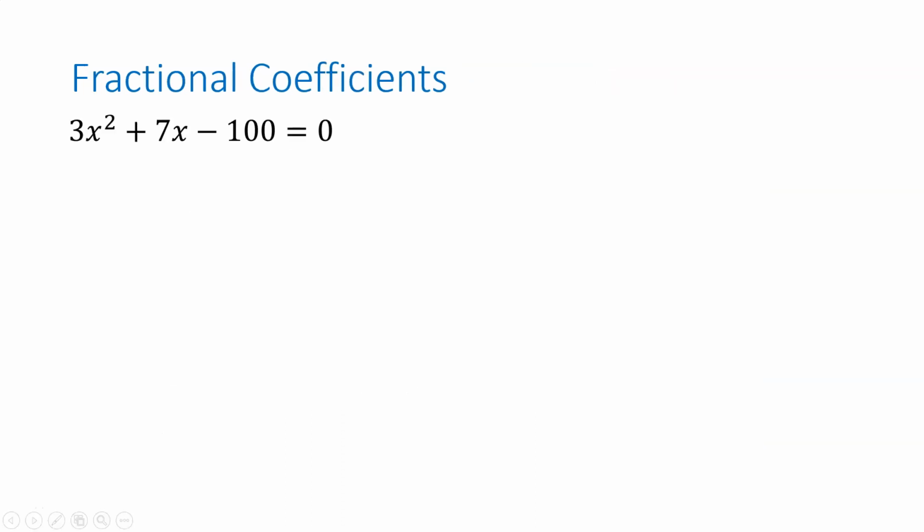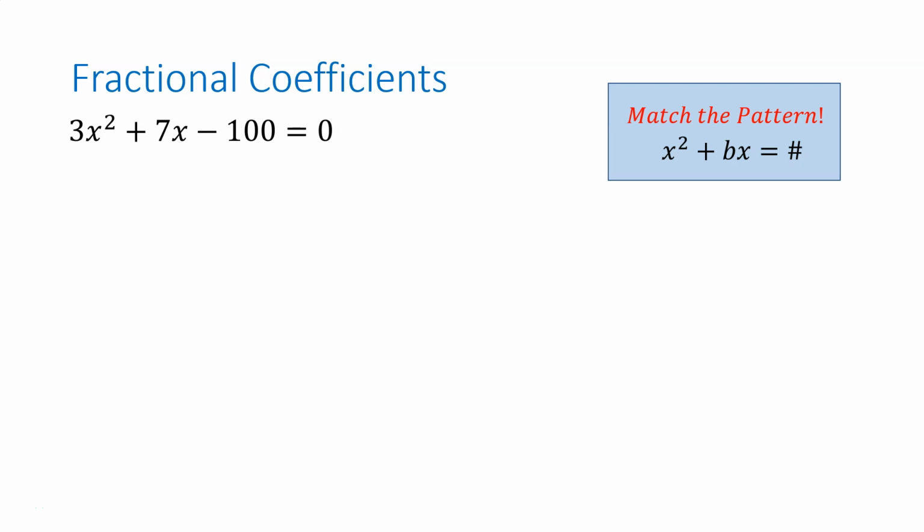So let's do an example with fractional coefficients. We start with 3x squared plus 7x minus 100 equals 0. To complete the square, we have to match the pattern x squared plus bx equals some number. First, we move 100 to the other side, and when we do so, it becomes positive. The leading coefficient is 3, and so we divide every term by 3.